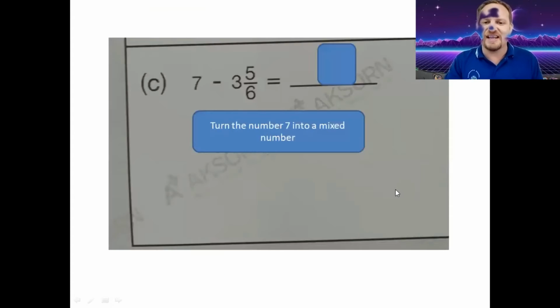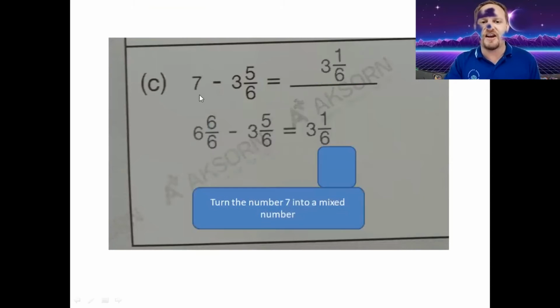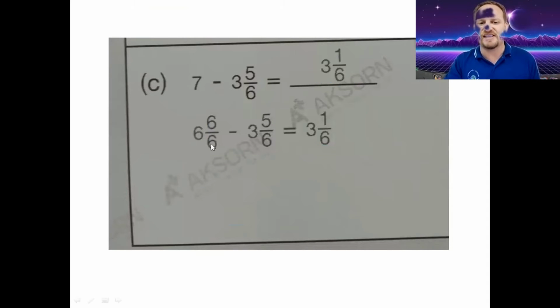Question C. Turn the number 7 into a mixed number. Oh, it's like a riddle. So we need to turn this 7 into a mixed number. How do we do that? Well, if you look at this denominator, we're lucky it has 6, right? So we can turn 7 into 6 and 6 over 6. And then it's super easy to subtract 3 and 5 over 6, right? Equals 3 and 1 over 6. Okay. Last question, D.